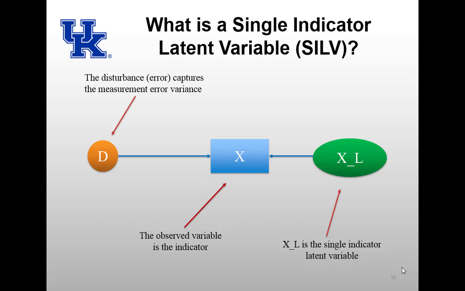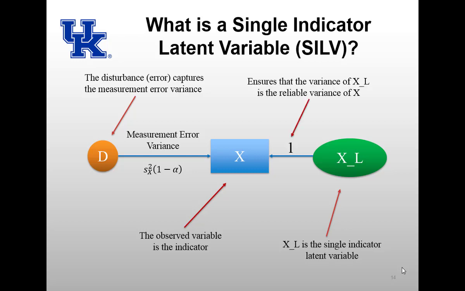So the notion here is the measurement error variance is going to be set to whatever the measurement error variance is, the variance of X times 1 minus alpha. And then the rest of the variance of X is all true score variance. And when we set the loading of X onto X of L at 1, that ensures that the variance of X of L is a reliable variance of X. So when we use this structure to create a single indicator latent variable for X, we assure that X of L, the latent variable, has the same covariance with everything else in our model as does X, but X of L has the appropriate true score variance of X.